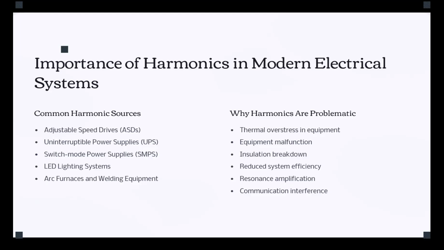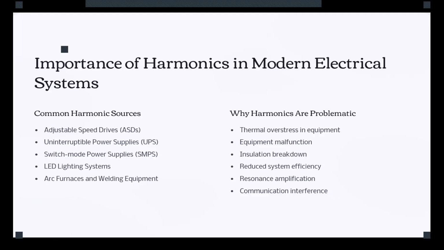Now, there are some common sources of the harmonics that include devices such as the adjustable speed drives, UPS, the uninterruptible power supplies, the switch mode power supplies, LED lighting systems, and welding equipment. These switch power supplies are a variety of components that use switching devices inside them, like the inverters, for example, or STATCOM, static compensators in the system.